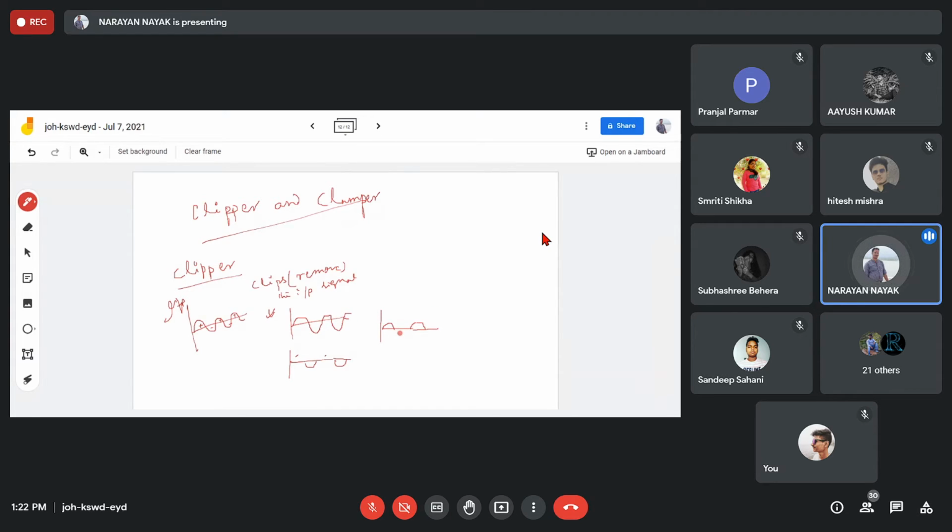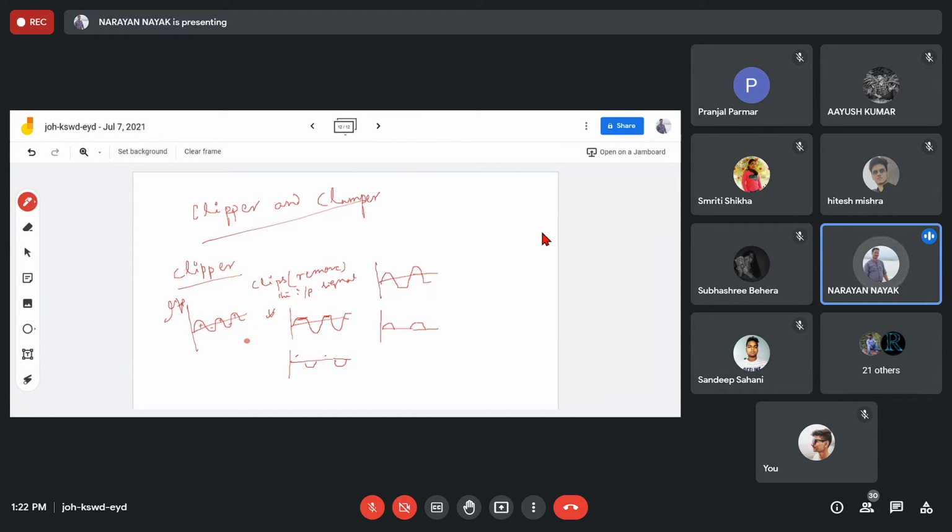Here the negative half cycle is removed. Okay. And here what will happen? Some portion of the signal will be removed. Some portion of the positive cycle will be removed. Similarly, some portion of the negative cycle is also removed. So that is your clipper circuit. It clips the input voltage.